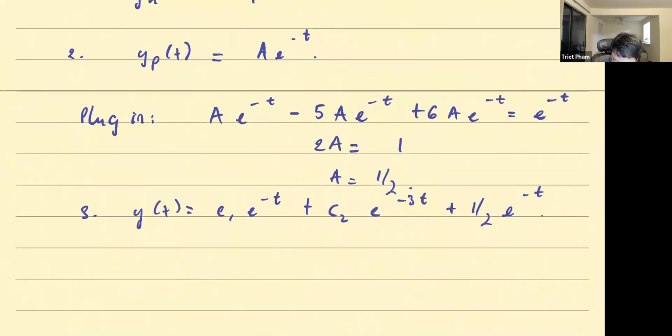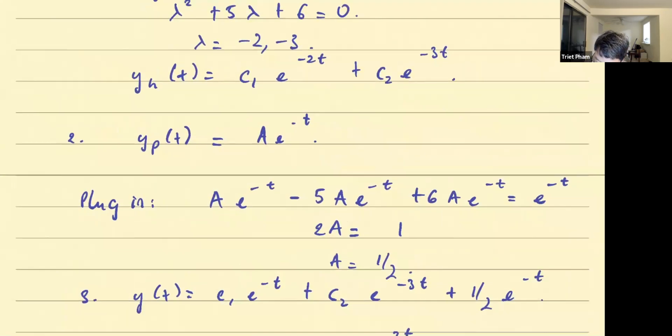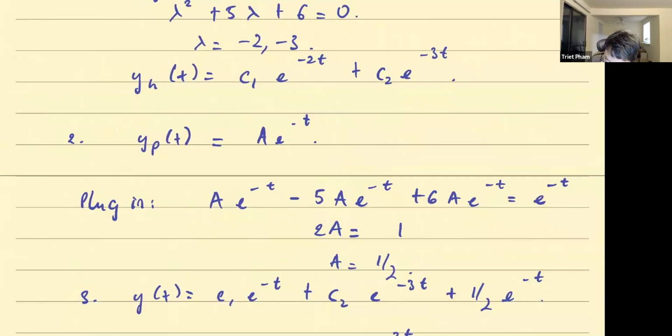So simple and straightforward, right? Let's change it. Let's say y double prime plus 5y prime plus 6y is e to the minus 3t. Did I do something wrong? Oh yeah, thank you. I missed this. Thank you.